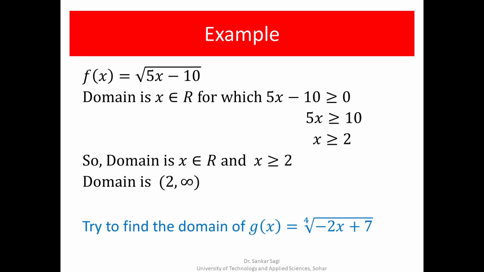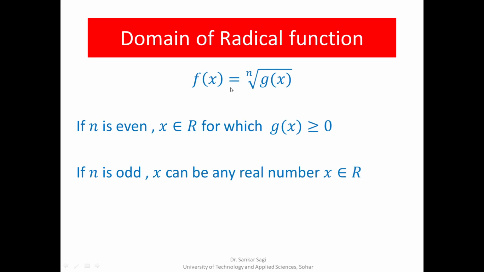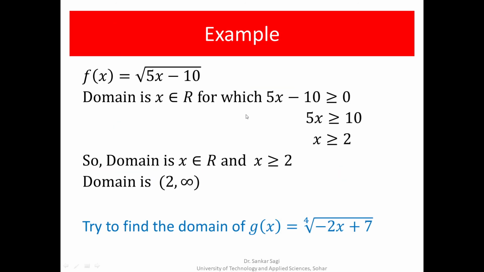Now let us look at this example. f(x) is equal to square root of 5x minus 10. So it is a radical function because this expression having x terms is inside the root. It is a square root, and whenever there is a square root, n is even. Here n is 2. Therefore, the domain is all real numbers for which the condition we have seen before holds. When n is even, the inside of the root should be non-negative, that is greater than or equal to 0. So the same condition we apply here.